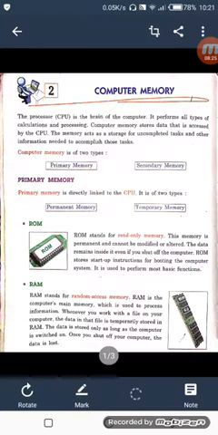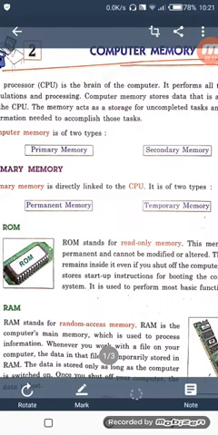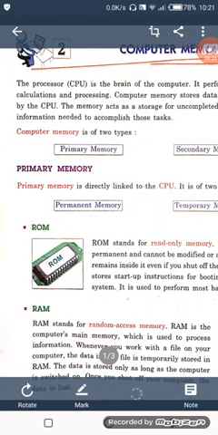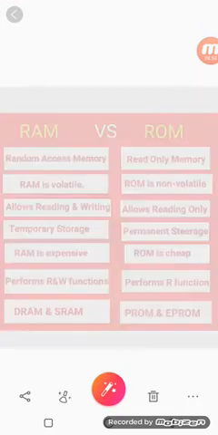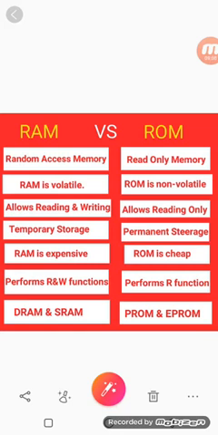Okay. Now there are two types of RAM also, which is not given in your book. One is static and another is dynamic. Static means fast and expensive. Static RAM is fast and expensive, whereas dynamic RAM is slow and cheap. So this is the difference between RAM and ROM. Get the difference between RAM and ROM.